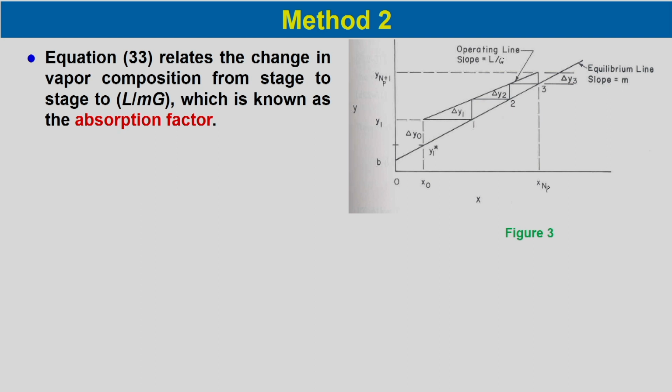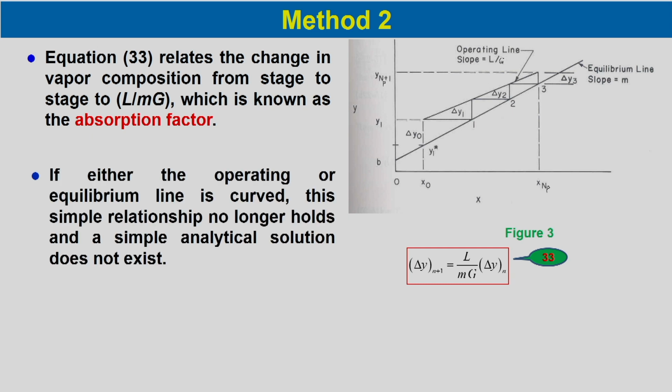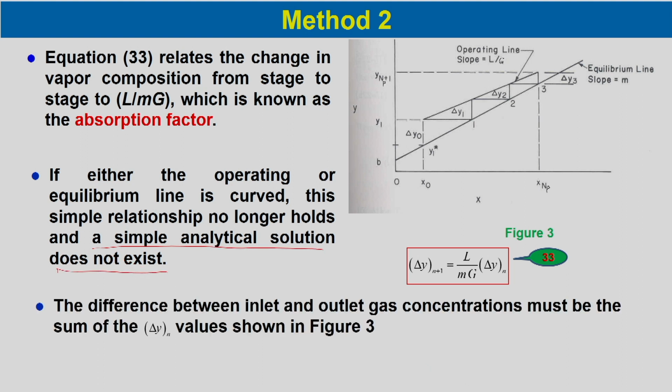Now, this equation 33 relates the change in vapor composition from stage to stage to L by m g, which is known as the absorption factor. So, delta y n plus 1 would be equal to L by m g delta y n. If either the operating or the equilibrium line is curved, this simple relationship no longer holds and a simple analytical solution does not exist. The difference between the inlet and outlet gas concentration must be the sum of the delta y n values shown in this figure.